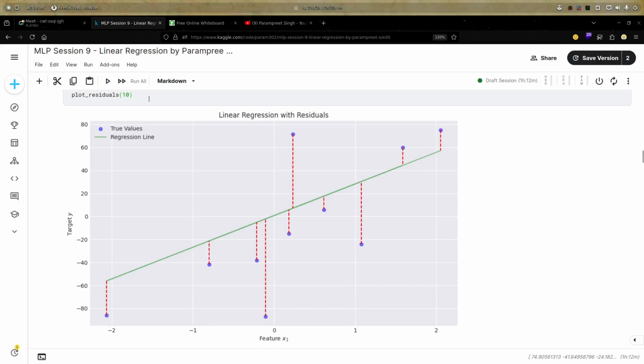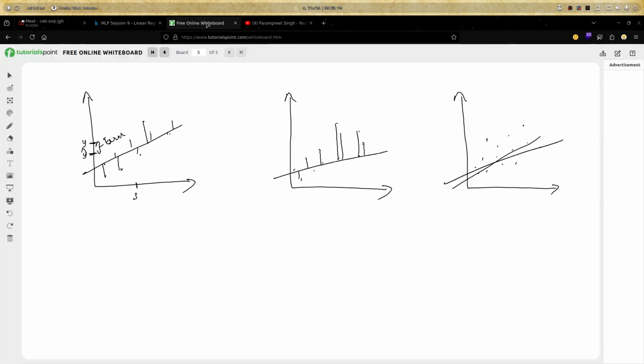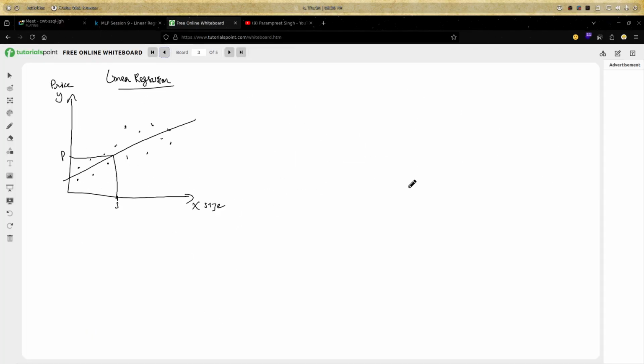Okay, this is the graph which I forgot to add in the previous session. I hope this is clear to you all. Is this clear? Yeah, yeah. Okay. So now let's get back to the linear regression.